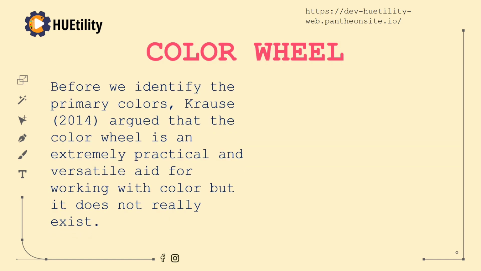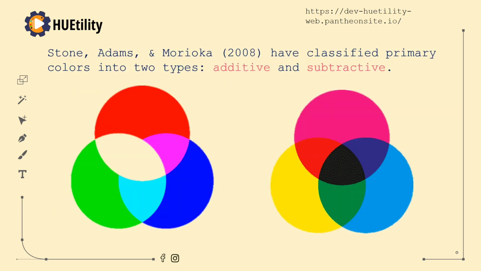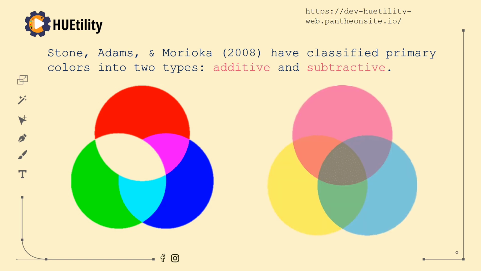Color wheel. Before moving on with primary colors, take note that color wheel is an extremely practical and versatile aid for working with color, but it does not really exist. Primary colors is divided into two types, additive and subtractive.